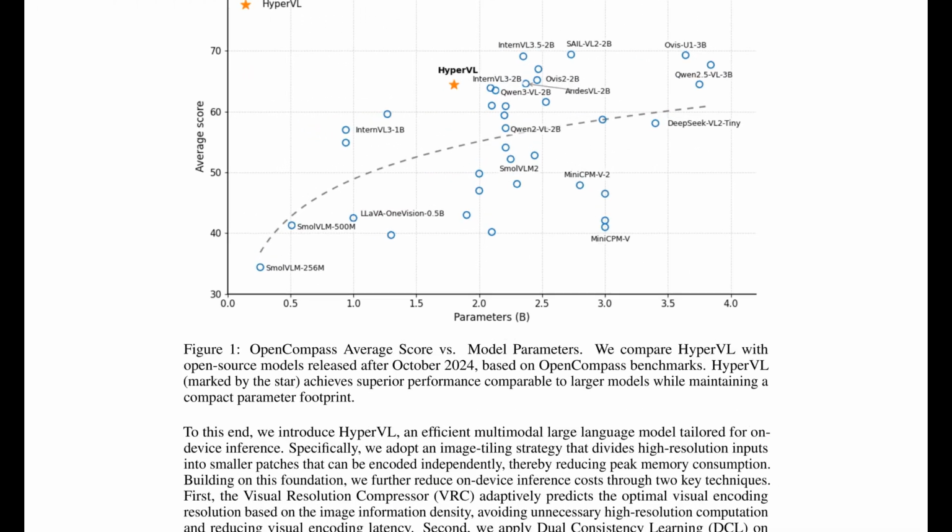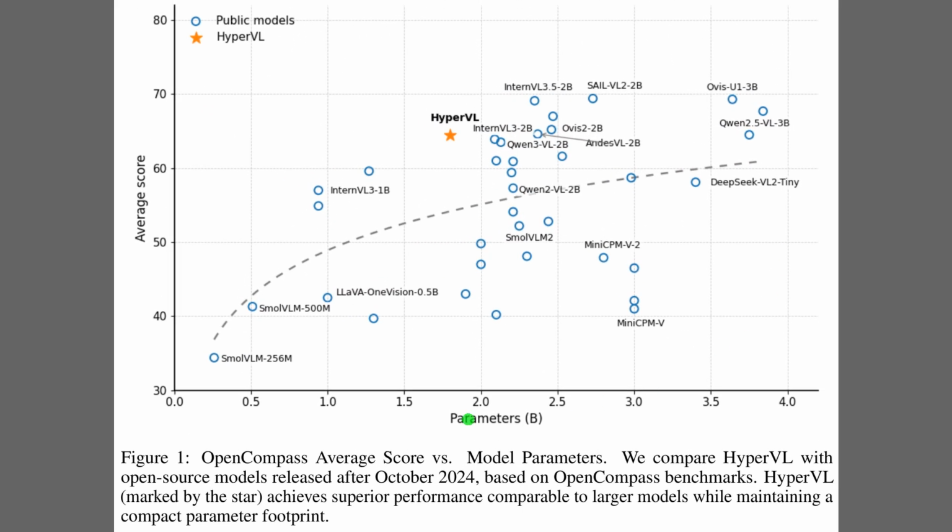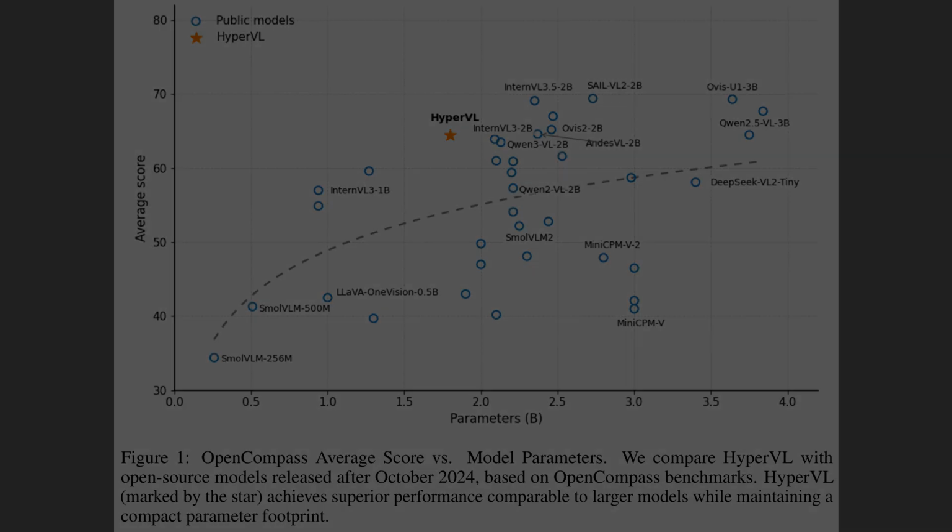Figure 1 makes the core claim concrete because it shows HyperVL landing unusually high performance for its size. The full scatter plot compares OpenCompass average score against model parameters, with public models as circles and HyperVL as the star. The star sits around the 2 billion parameter region, but it scores like several larger 3 to 4 billion parameter models. The dashed curve hints at a general scaling trend, and HyperVL sits above that trend line.